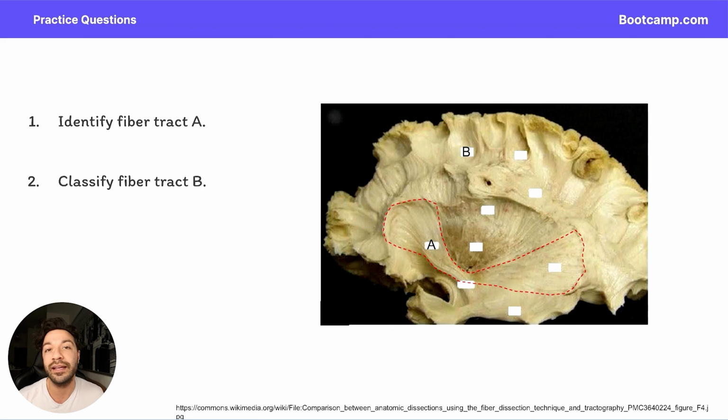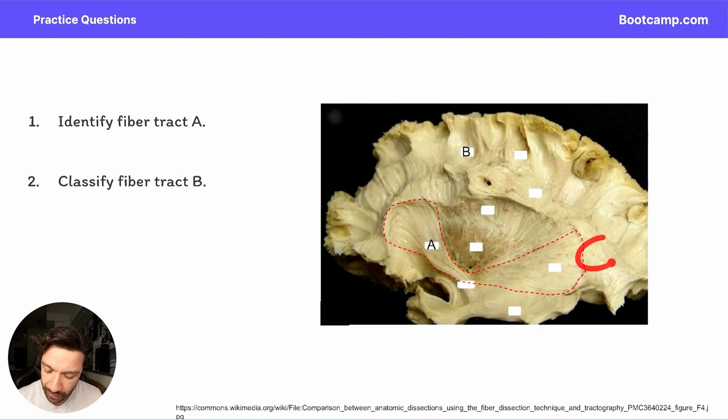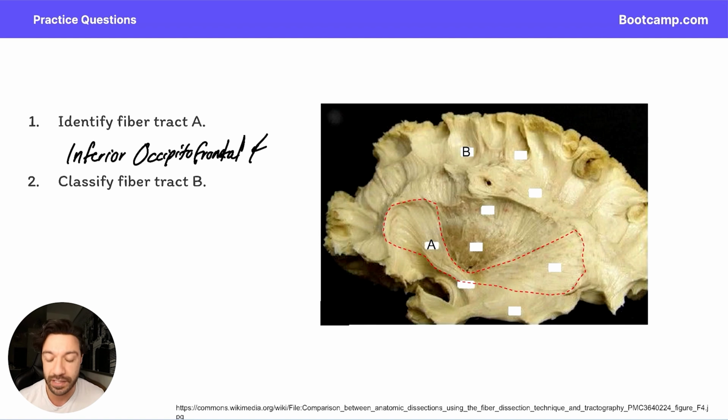Now, it's not the inferior longitudinal fasciculus because that would be found superficial to this. So that fiber bundle has been removed. And that only connects the occipital lobe to the temporal lobe, whereas this is connecting the occipital lobe to the frontal lobe. So A is the inferior occipital frontal fasciculus.